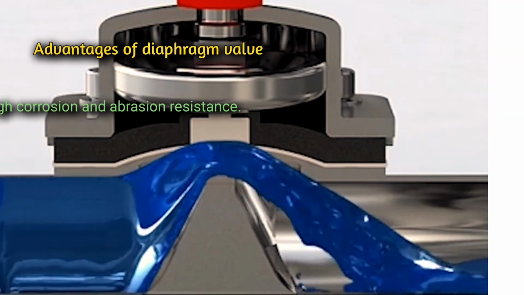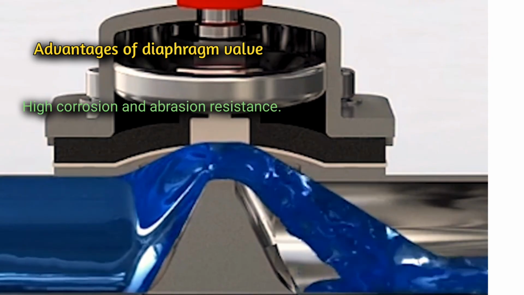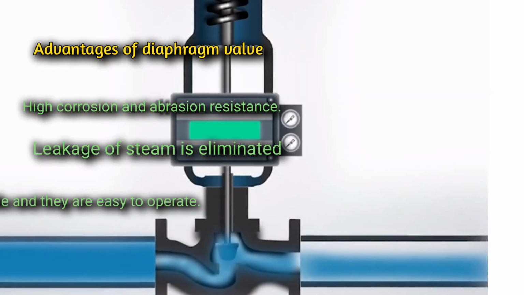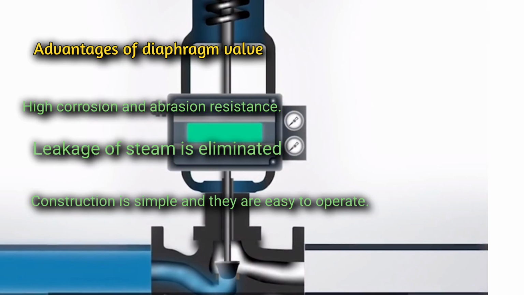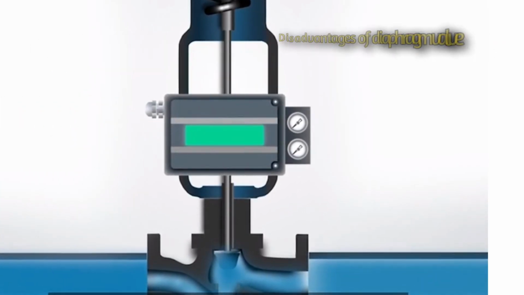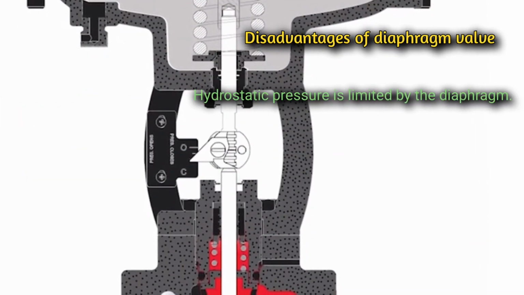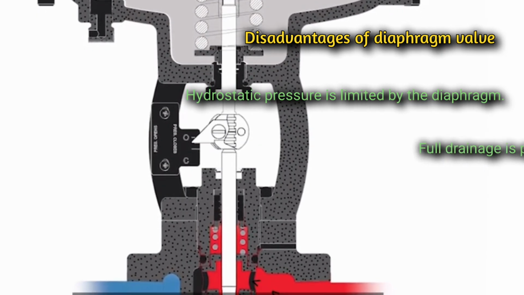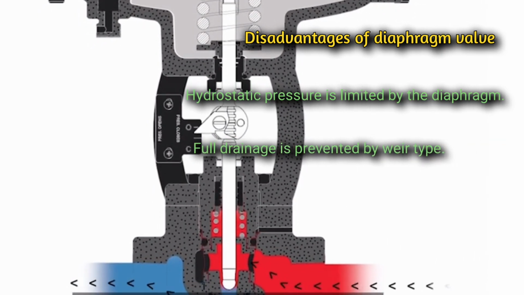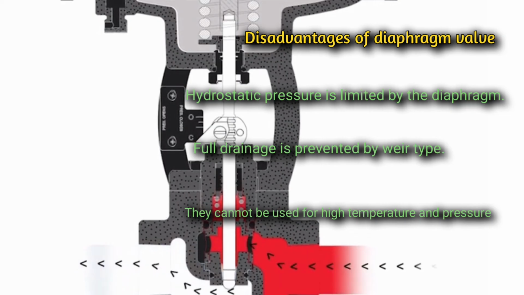Advantages of diaphragm valve: high corrosion and abrasion resistance. Leakage of steam is eliminated. The construction is simple and they are easy to operate. Disadvantages of diaphragm valve: hydrostatic pressure is limited by the diaphragm. Full drainage is prevented by the weir type. They cannot be used for high temperature and pressure.